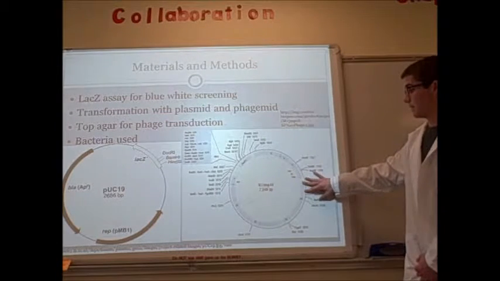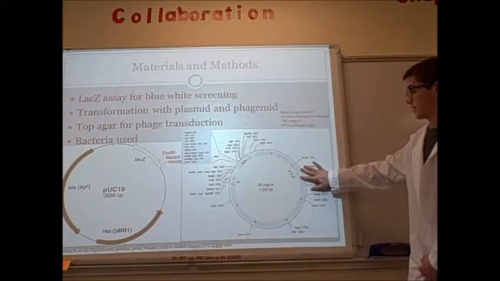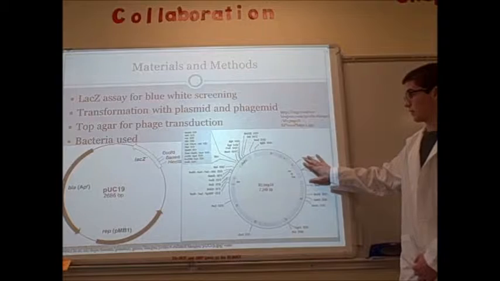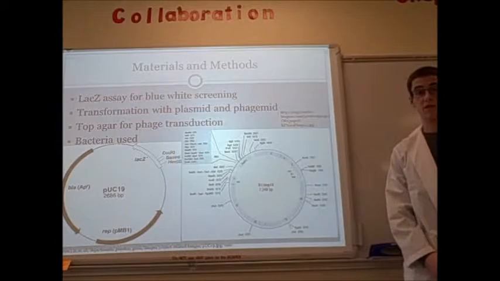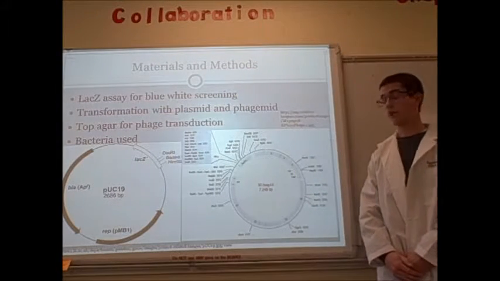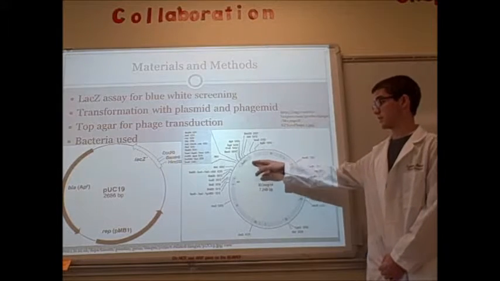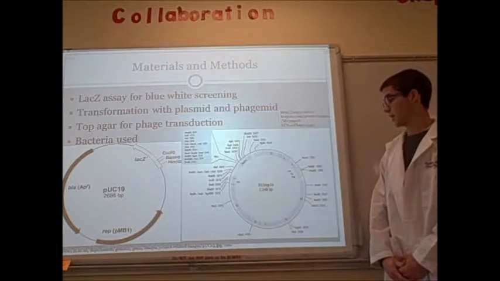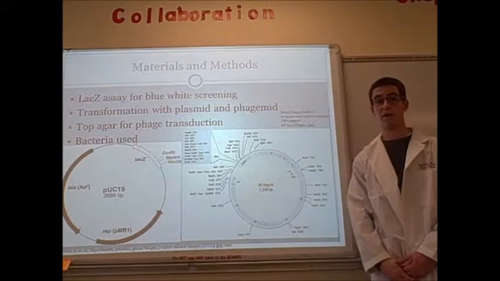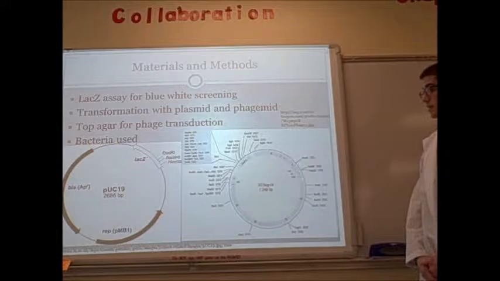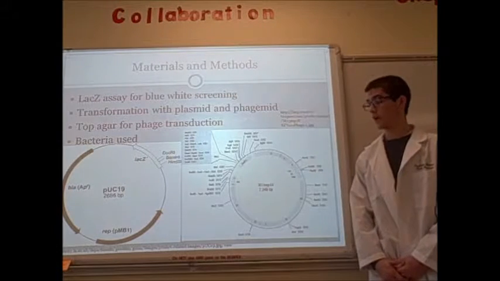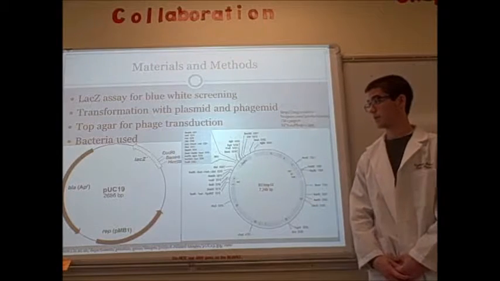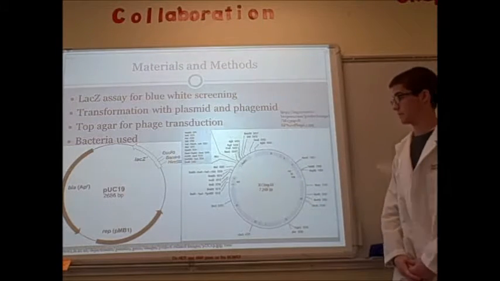On this side, this map indicates the M13mp18 DNA. This plasmid coded for not only the proteins necessary for viral production, but also the LacZ gene for my LacZ assay. This was comparable in size at 7,249 base pairs, which was my attempt at controlling the variable of how big a plasmid might affect the efficiency of the transformation.